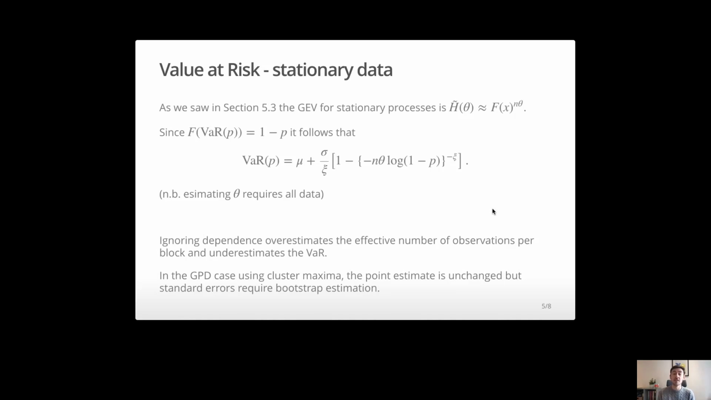So this gives a very similar expression to what we had before, but it should be noted here that if we just have the block maxima available to us, then we can't perform this type of analysis. And the reason for that is that in order to estimate theta using the runs method, we need all of our data available to us, not just the maximum within a certain period.